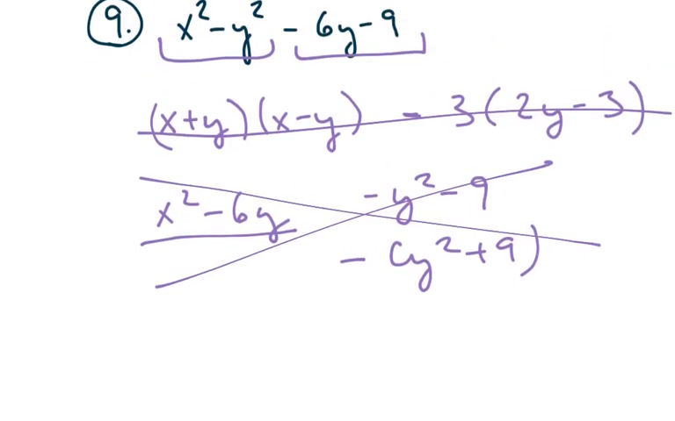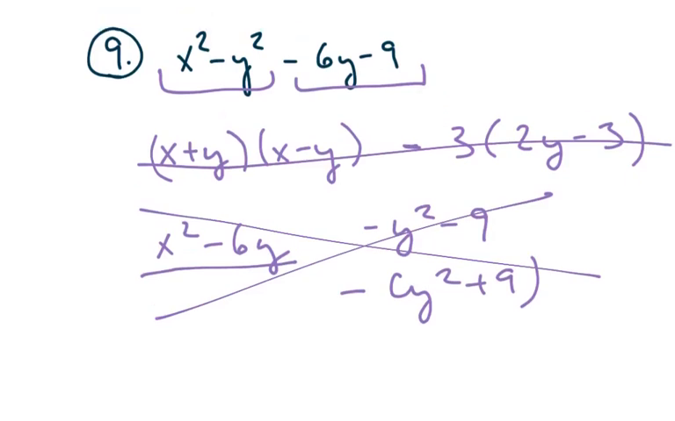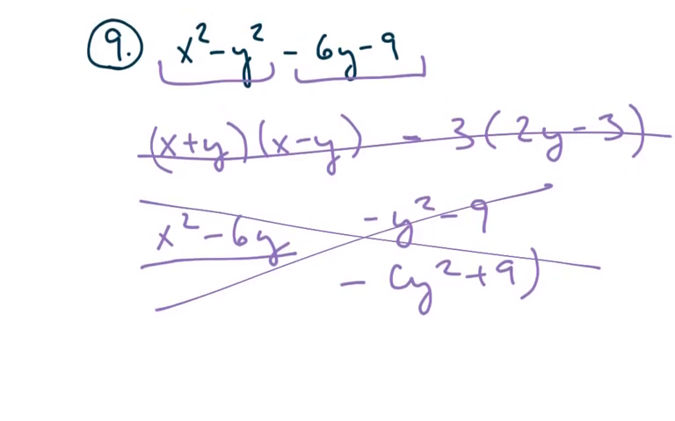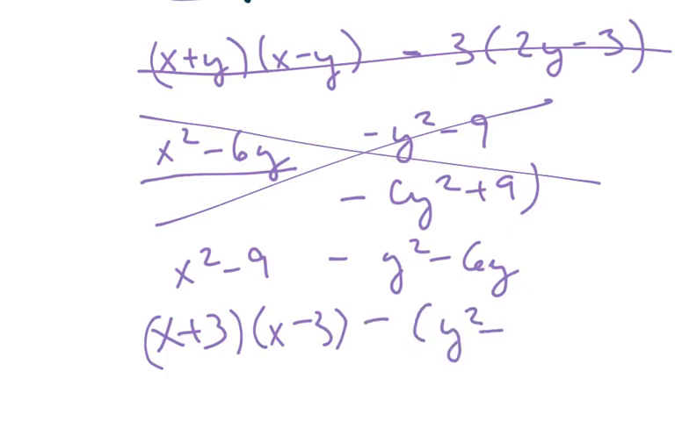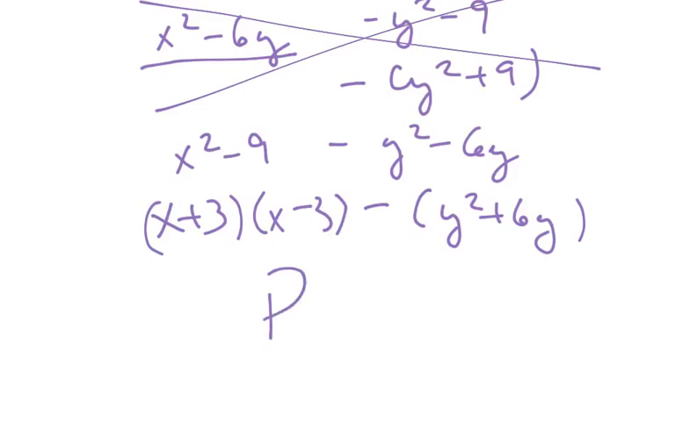tried putting the y's together, and then we've got one last option to try, which is that we'll put x squared minus 9 together, and then we'll put negative y squared minus 6y together, and this will break down to x plus 3, x minus 3. We can factor out a negative, but that's just y squared plus 6y. So we exhausted all options, nothing works, and when that occurs, we can say it's prime.